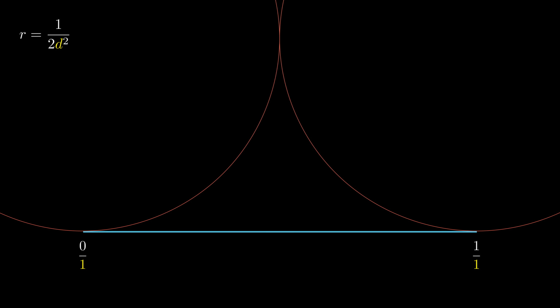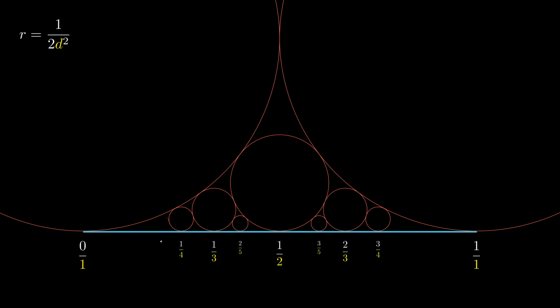Let's look at something related. Here I have the real number line, focused on the segment between 0 and 1. At each rational number on this number line, we will draw a circle above the line, touching it, with a radius equal to 1 over 2d squared, where d is the denominator of the rational number when fully simplified. These are called Ford circles, and they never overlap, and in fact many of them are tangent to each other, as you can see in the figure.